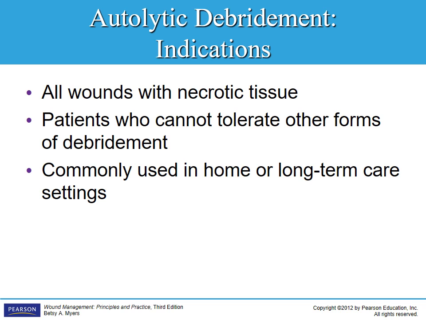If a patient cannot tolerate other forms of debridement, let's say maybe sharp debridement is just too painful and they can't tolerate it, then autolytic debridement is a good alternative for them. It is commonly used in the home health setting or a long-term care setting, again because it's the body debriding itself. So it takes a little bit longer, but it's also very selective, and it's the body debriding itself. It's those endogenous enzymes that are only debriding devitalized tissue.